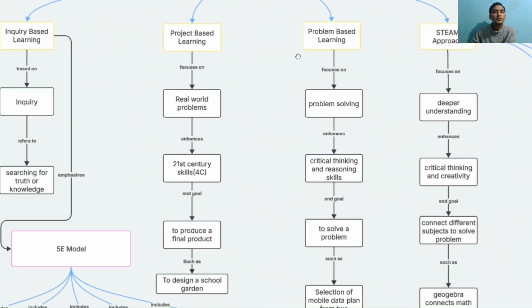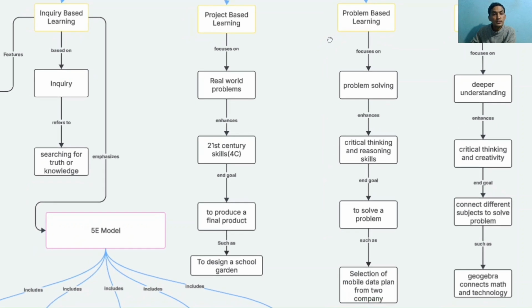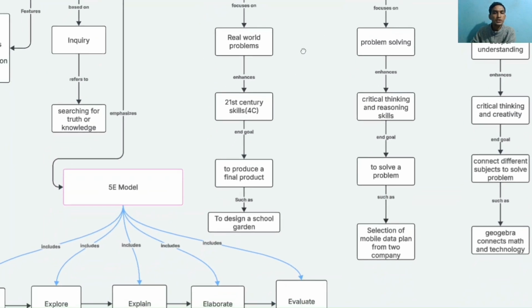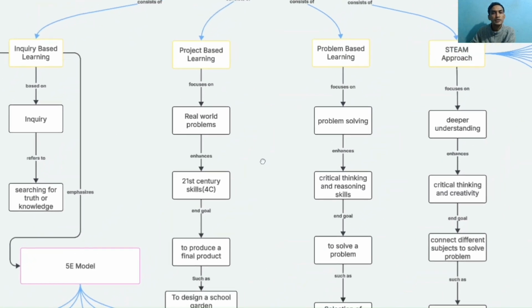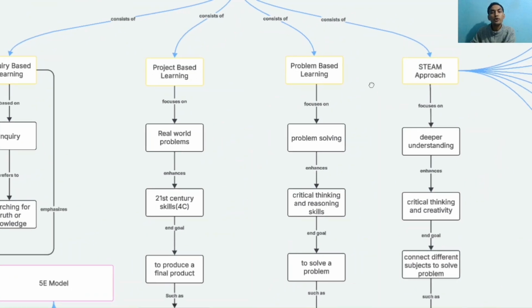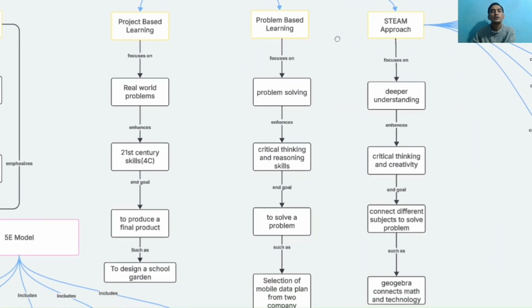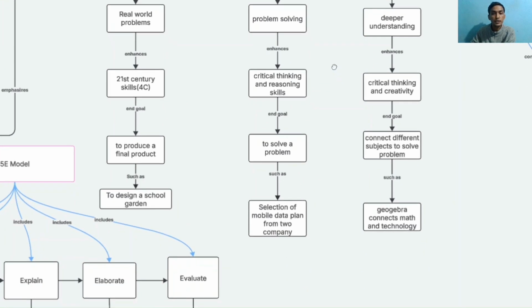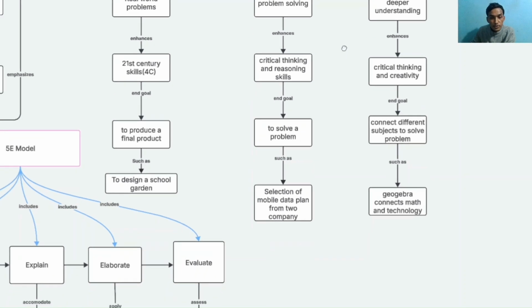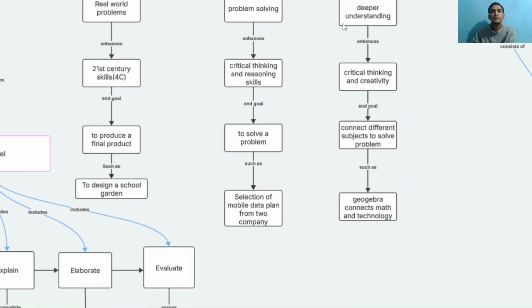Another one is project-based learning, that focuses on real-world problems and enhances 21st century skills, that is 4C. The end goal of project-based learning is to produce a final product. The example is to design a school garden. In problem-based learning, the focus is on problem solving, which enhances critical thinking and reasoning skill. The end goal is to solve a problem, and the example is selection of mobile data from two companies.